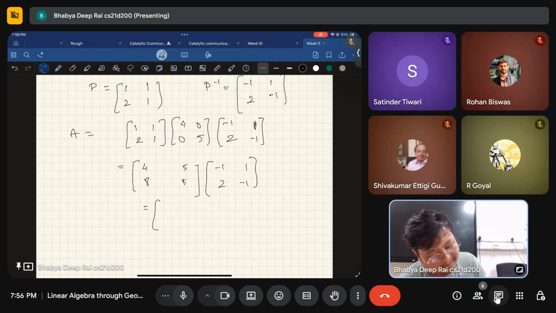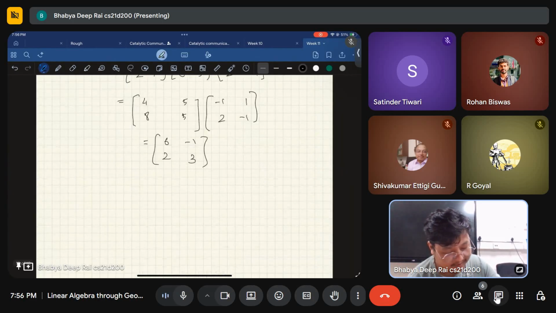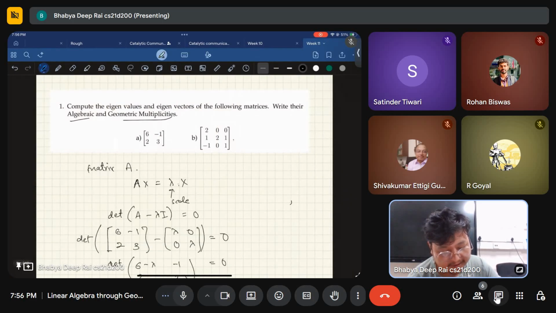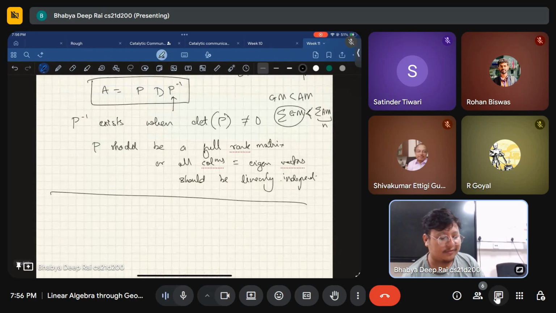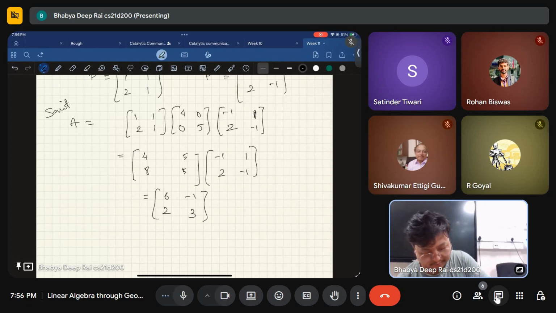And we get -4 plus 10, 6, 4 - 5, -1, -8 plus 10 is 2, and 8 - 5 is 3. So that's right. 6, -1, 2, 3. That's right. That's what we got. Right? So this is a sanity check that this is indeed the diagonalization.